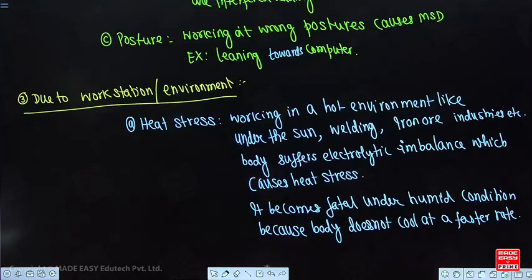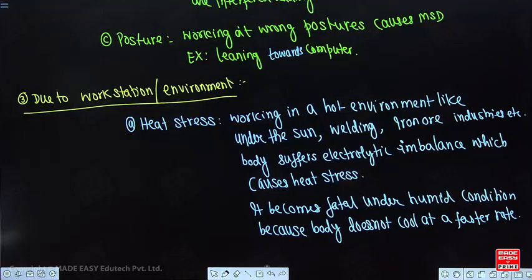So the body will be in deficiency of certain kinds of chemicals. So this is called electrolytic imbalance. To maintain that body temperature, those components have to be there. So the person is given some lemon water or some electrolytic juice, so that the body restores its own function. Now the second point I have written is that it becomes fatal under humid condition.